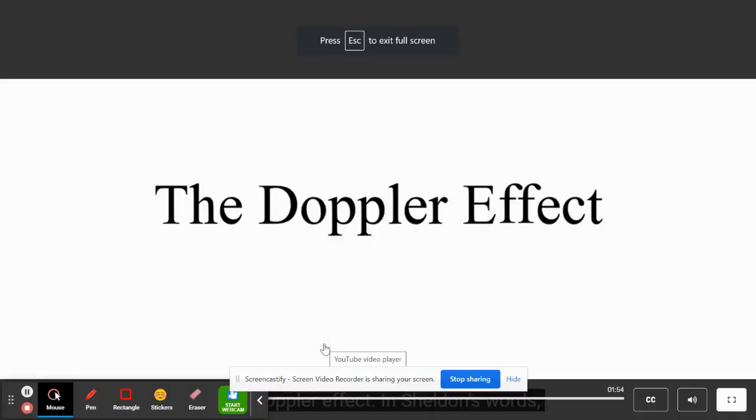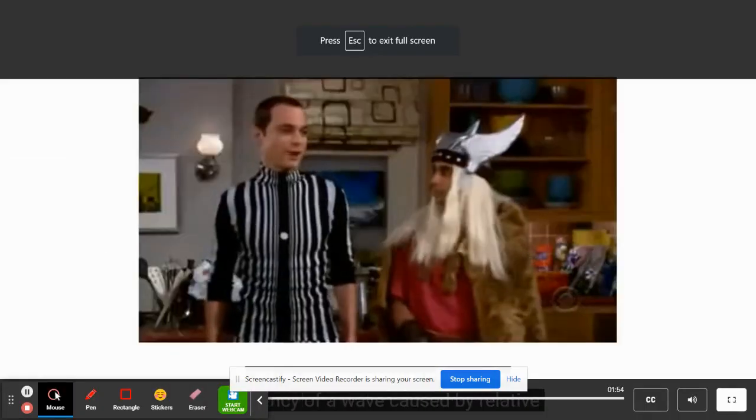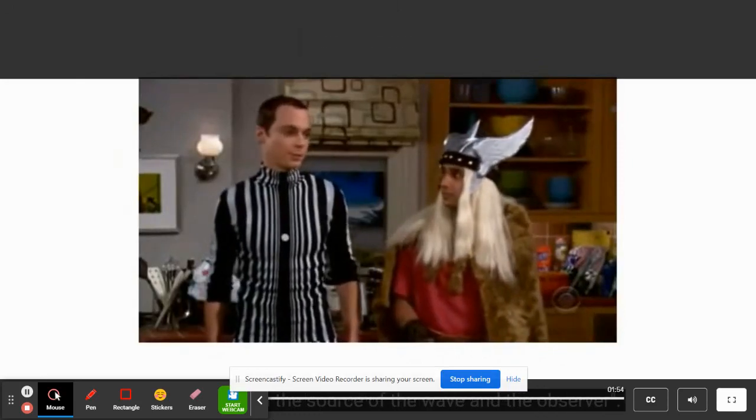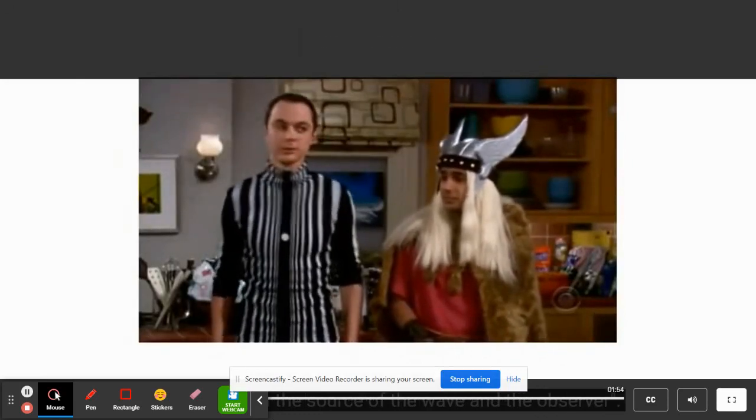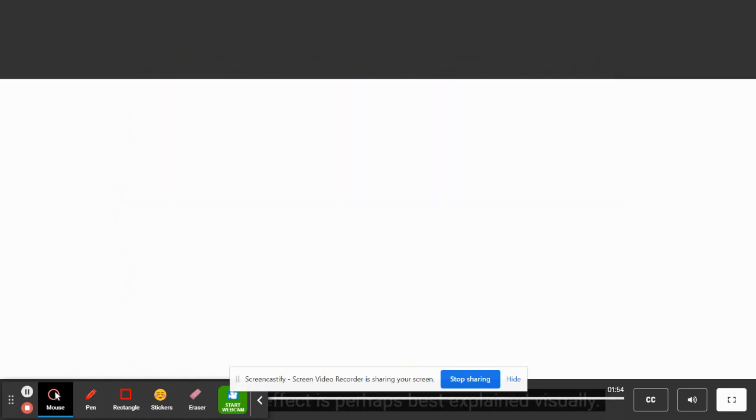The Doppler effect. In Sheldon's words, it's the apparent change in the frequency of a wave caused by relative motion between the source of the wave and the observer. Oh, I love The Big Bang. The Doppler effect is perhaps best explained visually.